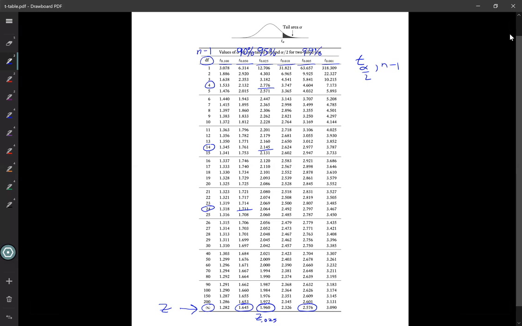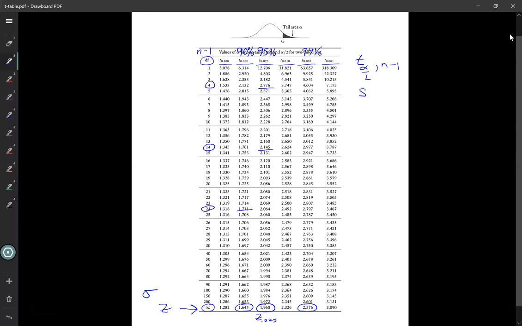So only use the last row when you want Z. And when do you know you want Z? Z is when you know the population standard deviation. Okay, when you don't know the population standard deviation and you're using S, then that's when you need to use all these different values for T.